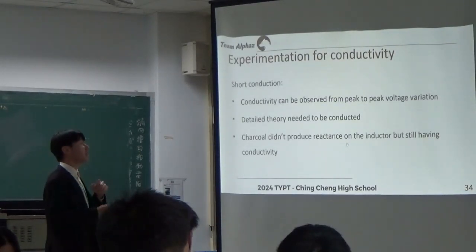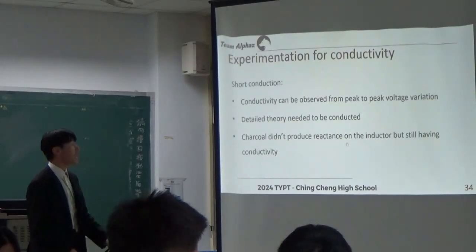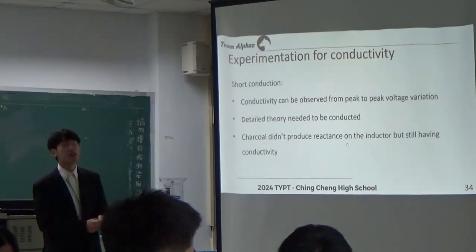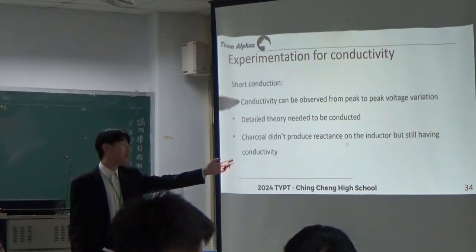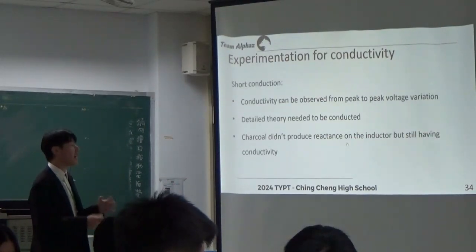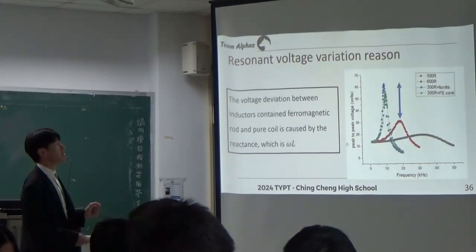So for the short conclusion, the conductivities can be observed from peak-to-peak voltage variation, and a detailed theory needs to be developed for the calculation of conductivity. And the charcoal didn't produce reactance on the inductor, but still has conductivity. For the conclusion, there are some deviations that we need to discuss.